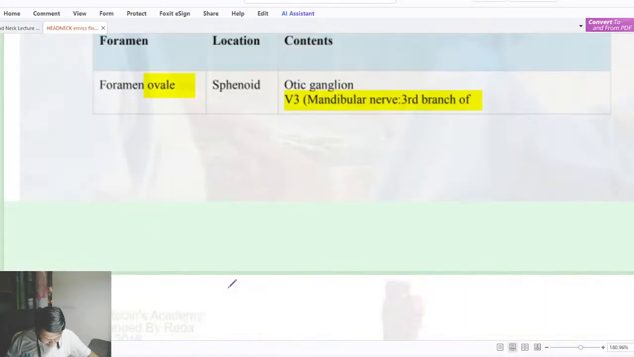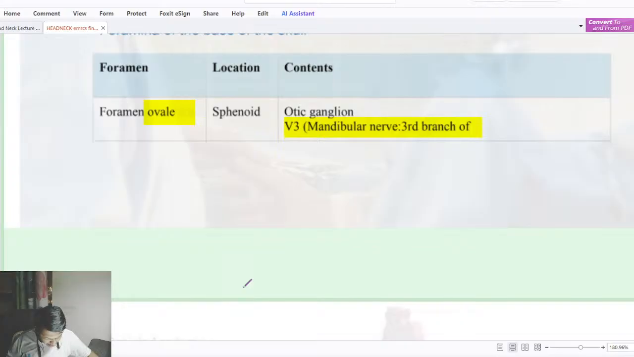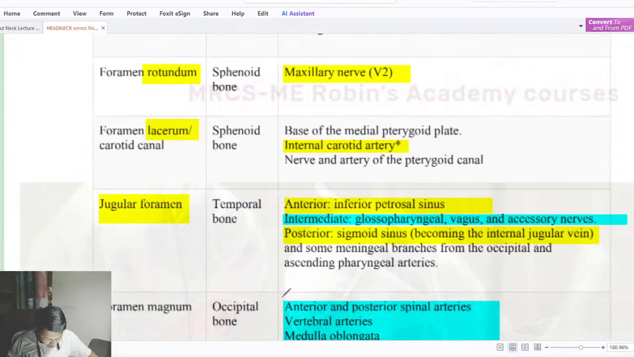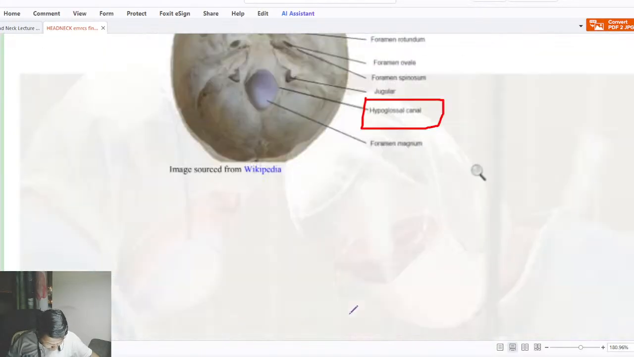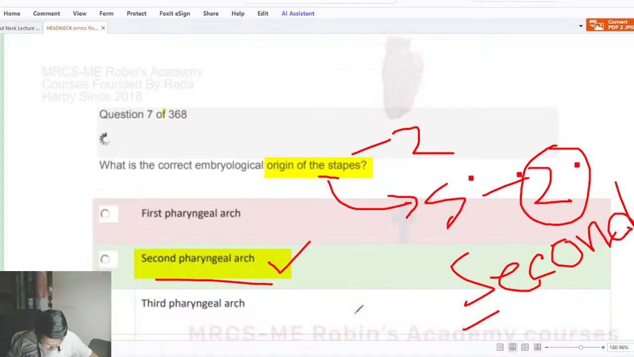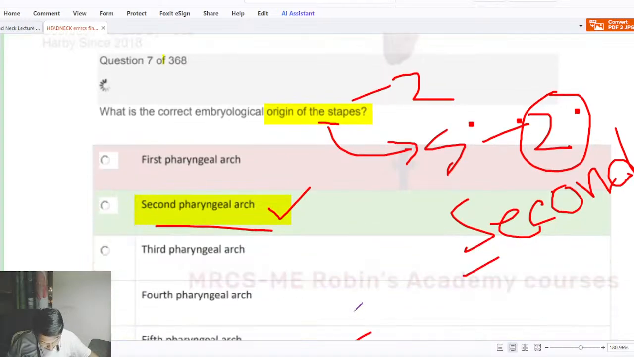Then foramina. Again, the same explanation. If you wish, you can read. Otherwise, it is covered by our lecture file. Then, next question.